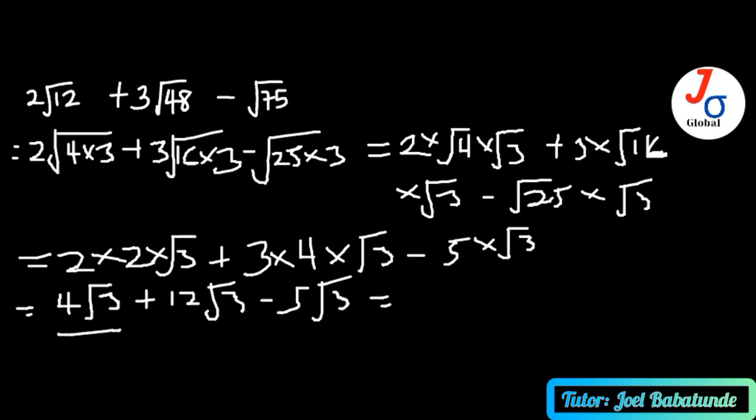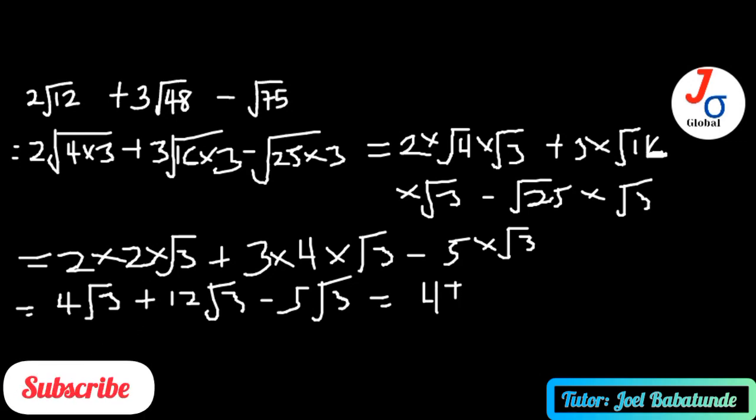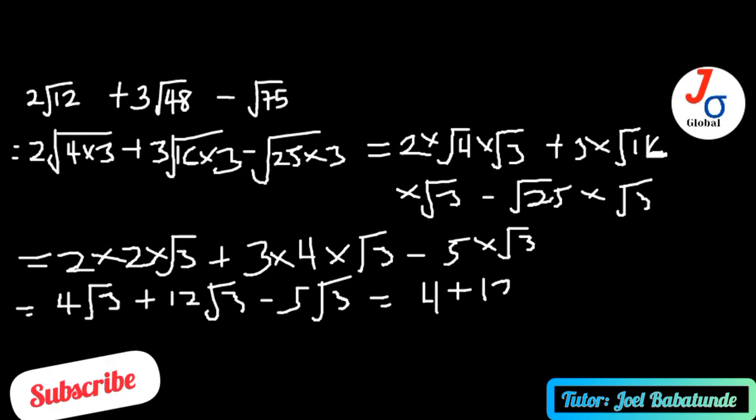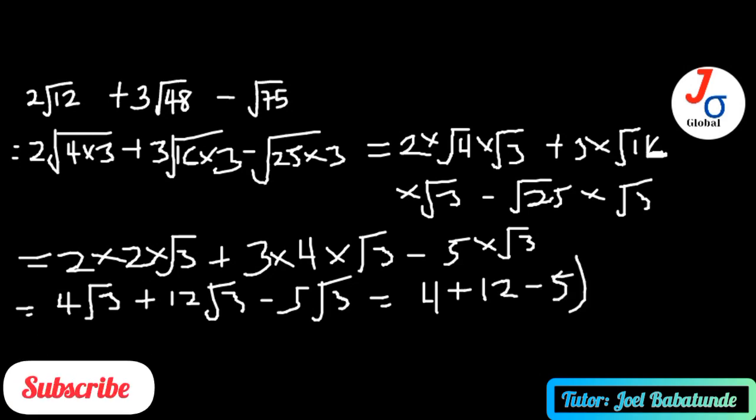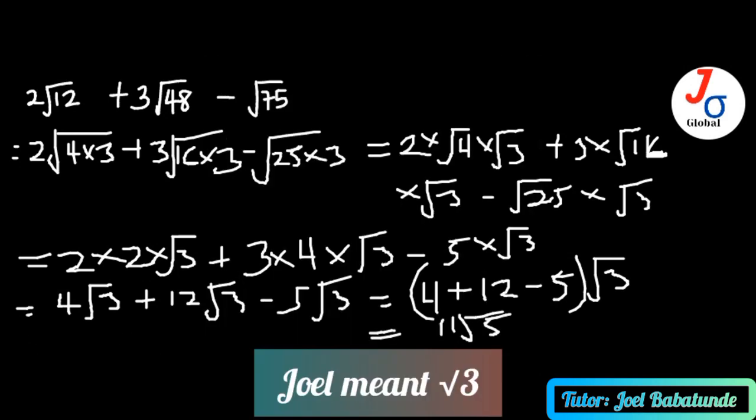As you can see, all of these are similar surds: root 3, root 3, root 3. We said earlier that I can add and subtract similar surds. So basically all I'm going to do is 4 plus 12 minus 5, root 3. What's 4 plus 12? 16, then minus 5 is 11. So we have 11 root 3 as our final answer to this problem.